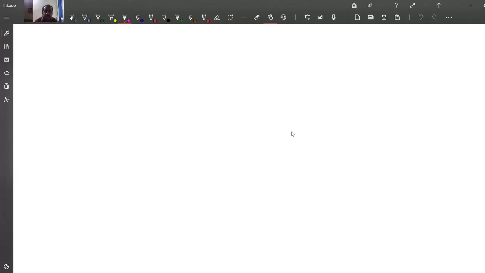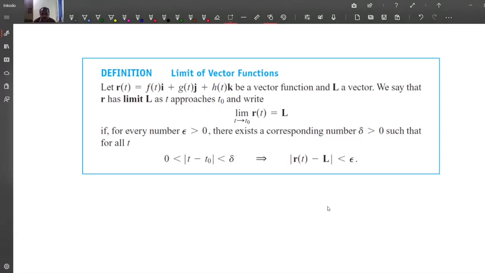Welcome to today's class on vector analysis. Today we discuss limit of vector functions. Now we define limit of a vector function.